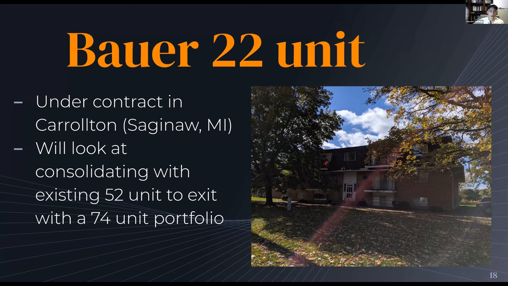Now we're getting to that other end of the spectrum where we're going to start opening this deal up to possible syndicators, which makes our pool of buyers much, much bigger than if we were just trying to exit the 52 unit on its own. So that is one of the main drivers. The biggest driver for buying this 22 unit is that we're going to be adding it into the 74 and making the exit strategy for the whole portfolio that much stronger.